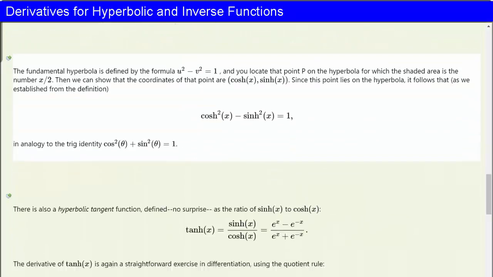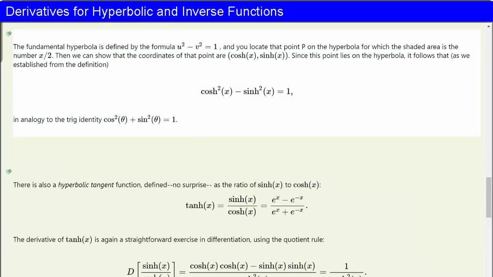The fundamental hyperbola is defined by the formula u squared minus v squared equals 1, and you locate that point P on the hyperbola for which the shaded area is the number x over 2. Then we can show that the coordinates of that point P are cosh x, sinh x. Since this point lies on the hyperbola, it follows immediately, as we established from the definition, that cosh squared minus sinh squared is 1. Analogous to the trig identity, cos squared plus sine squared equals 1, representing the fact that the point cos theta, sine theta is on the fundamental circle.